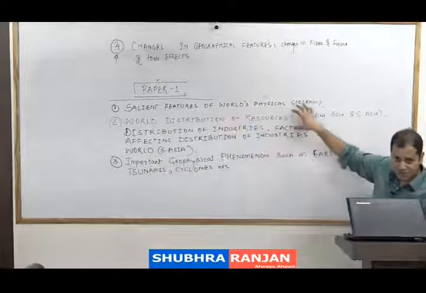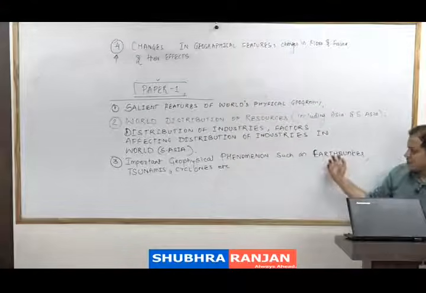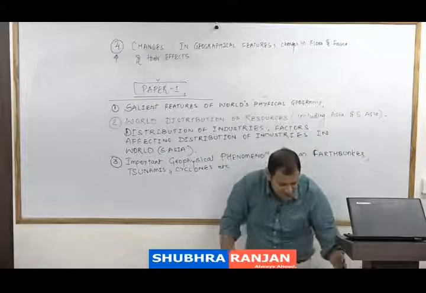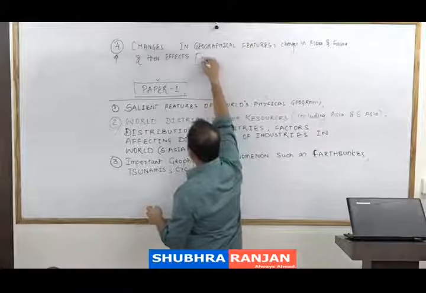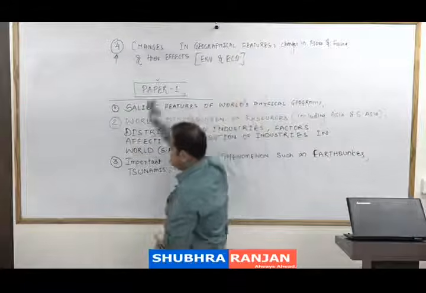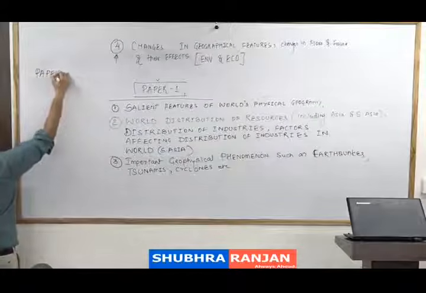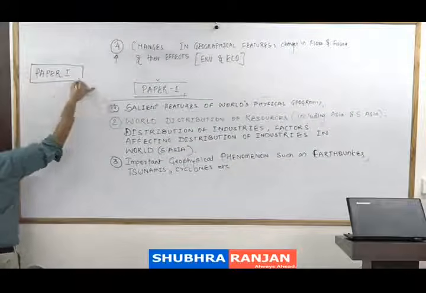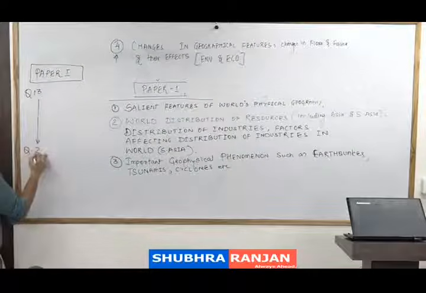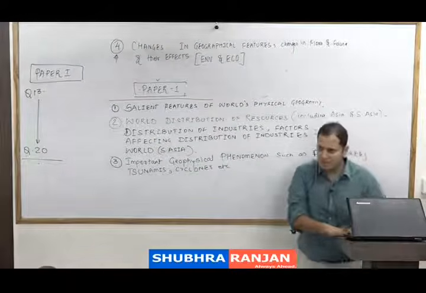Salient features of the world's physical geography, world distribution of resources, important geophysical phenomena such as earthquakes, tsunamis, cyclones, etc. And fourth, changes in geographical feature, etc. This is nothing but, you just remember, one part of environment and ecology. Why we study this? We study this because in paper 1, मेंस की ही बात कर रहे हैं हम, question number 13 to question number 20 is this part. So we get somewhere around 7 to 8 questions, 70 to 80 marks from this part.